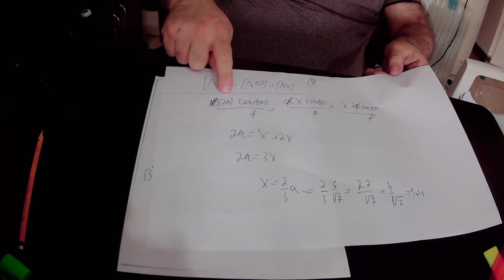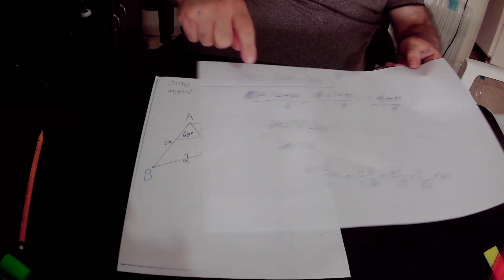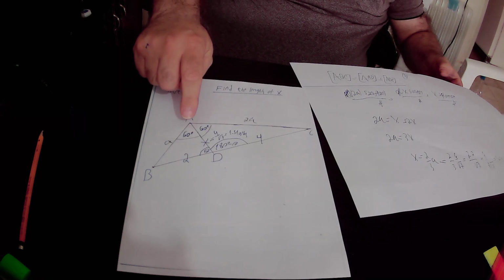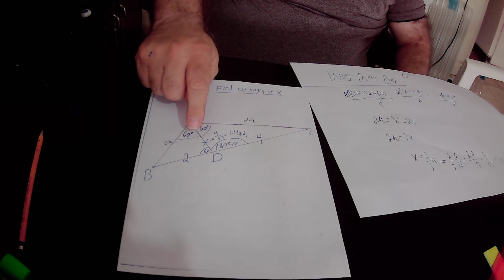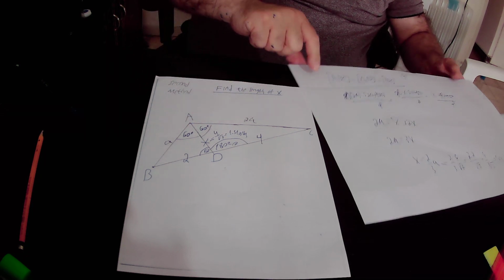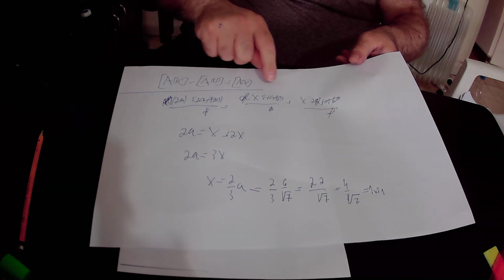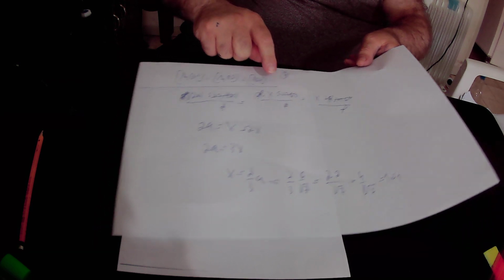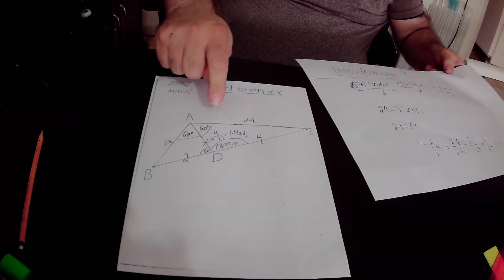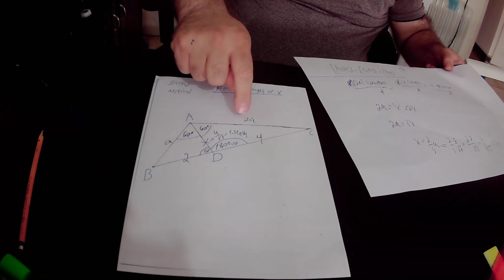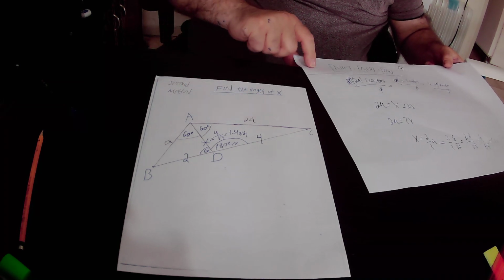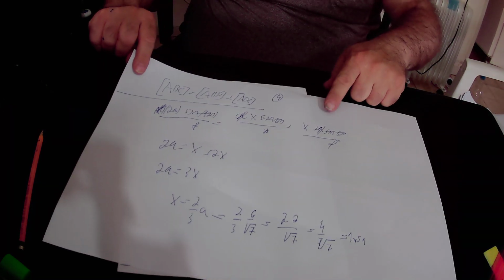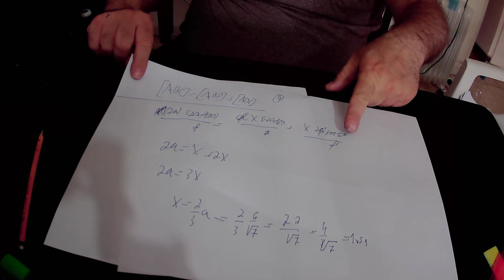It is equal to A times 2A times sine 120 degrees over 2, and the area of triangle ADB equals A times X times sine 60 degrees over 2, and the area of this triangle ADC equals X times 2A times sine 60 degrees over 2.